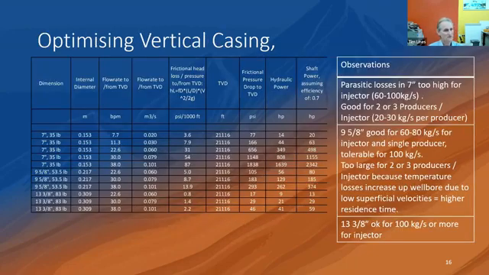Yeah, so what's the right casing selection size? Well, we look at vertical and horizontal separately, and effectively this is a spreadsheet-type calculation. I've hidden most of the rows, but you need things like Reynolds number and various other parameters to work out what kind of pressure drops you're looking at.